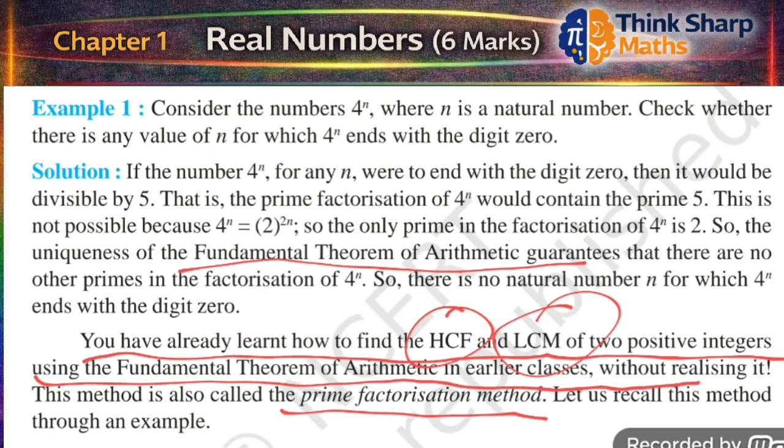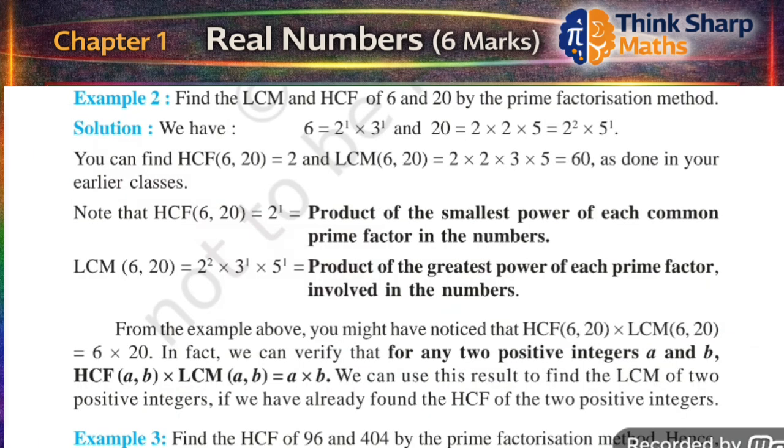A multiple will always be greater than or equal to the highest number. So least common multiple means what? The common multiple which will come in both the tables, that is called LCM. Okay. Now example 2: find the LCM and HCF of 6 and 20 by the prime factorization method, which you are doing from your earlier classes.